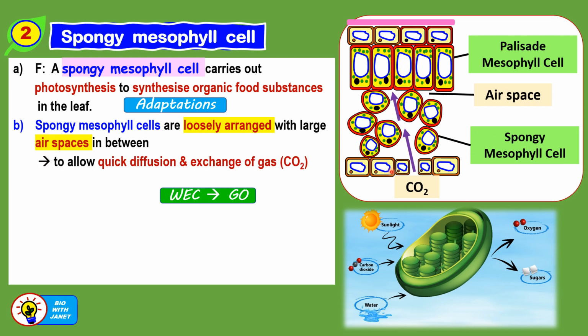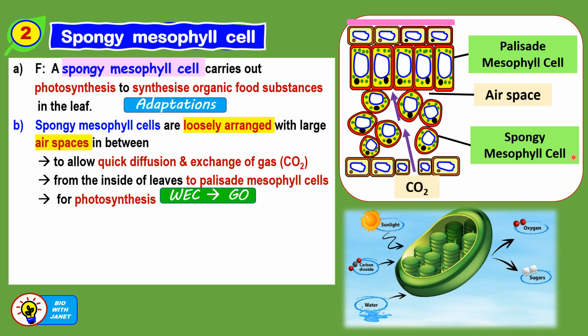To allow quick diffusion and exchange of gases like carbon dioxide from the inside of the leaves here to the Palisade mesophyll cells. So these air spaces are actually needed to help the carbon dioxide diffuse through them quickly to the Palisade mesophyll cells above the spongy mesophyll cells, so that the Palisade mesophyll cells can carry out photosynthesis at a high rate.